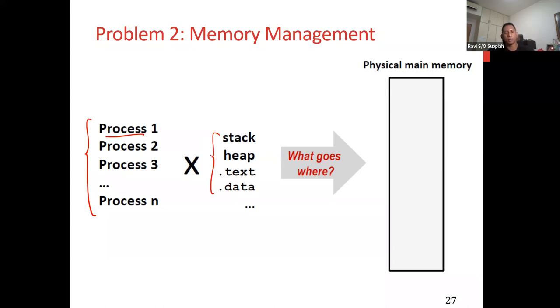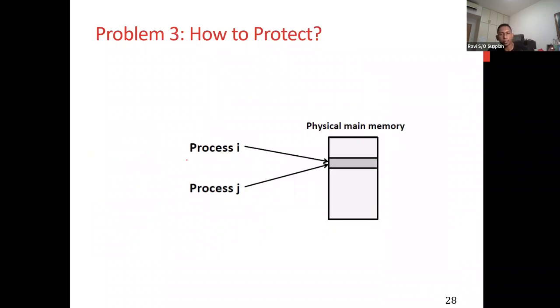Every time I open up a browser, that browser will have to have enough memory to store all the information associated with that process. Then I open up another one, and again another set of memory is required. So how do I manage this? How do I know what goes where within the main physical memory? Another issue is, how can I protect memory if two different processes try to access it at the same time? Is there a way for me to protect any access?